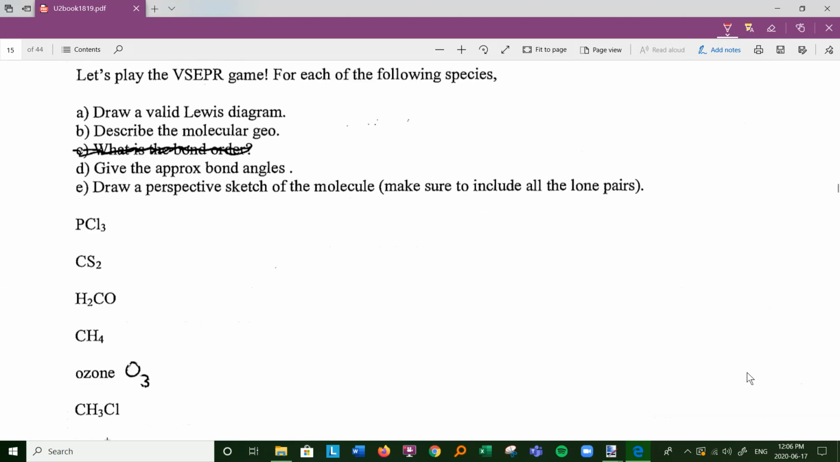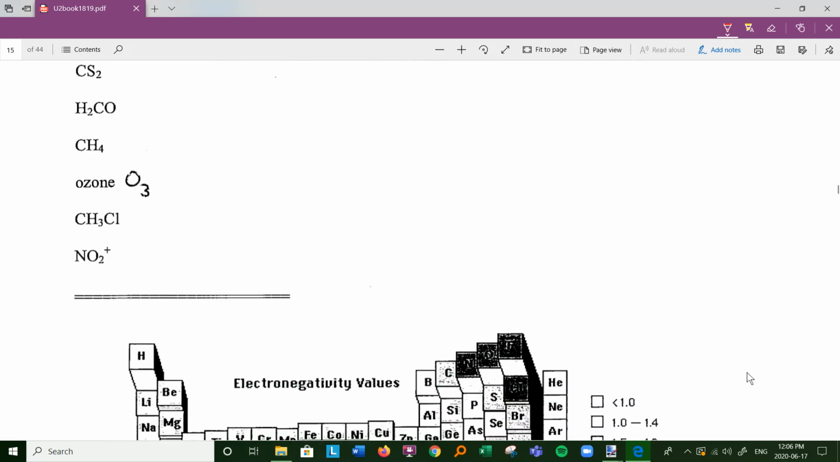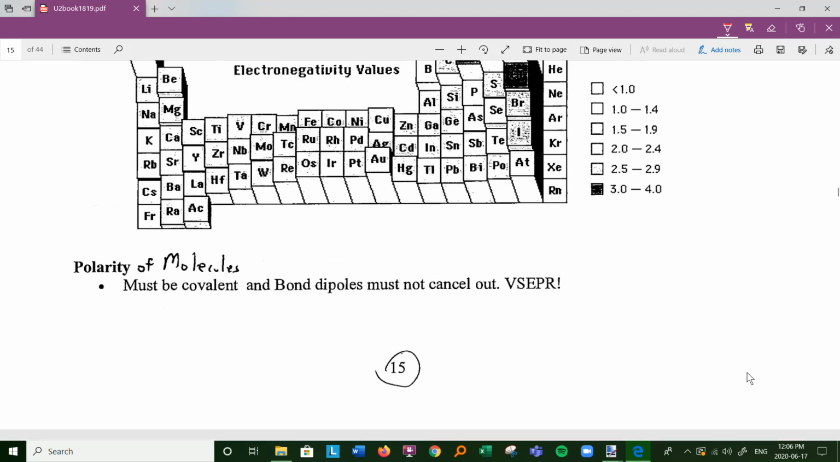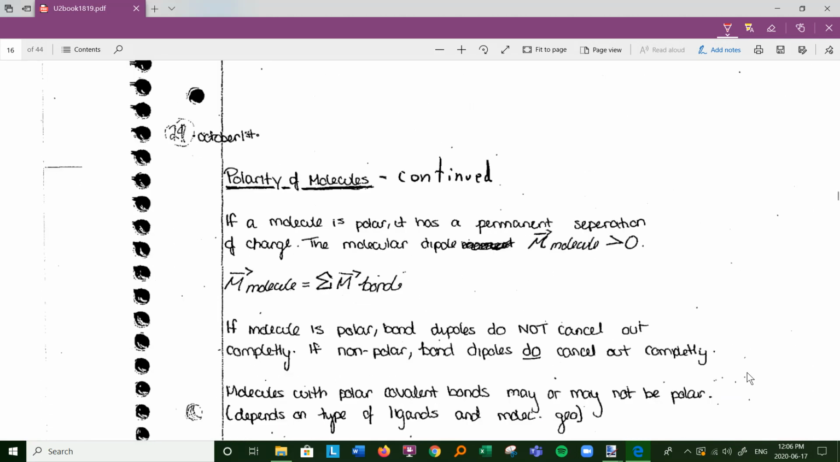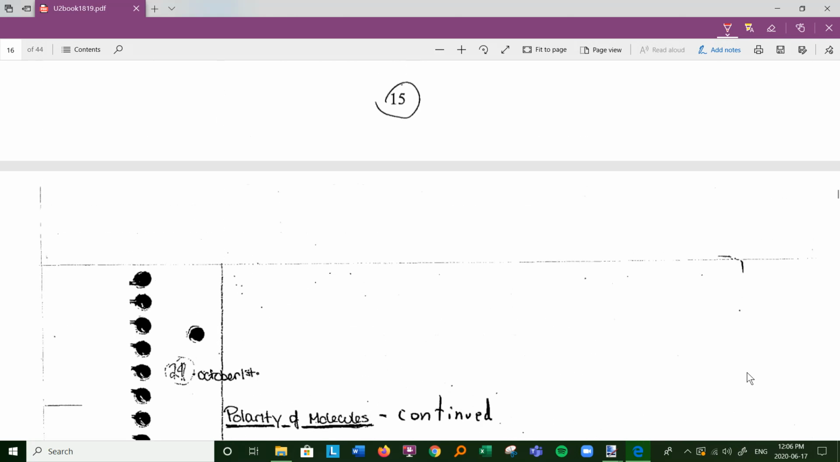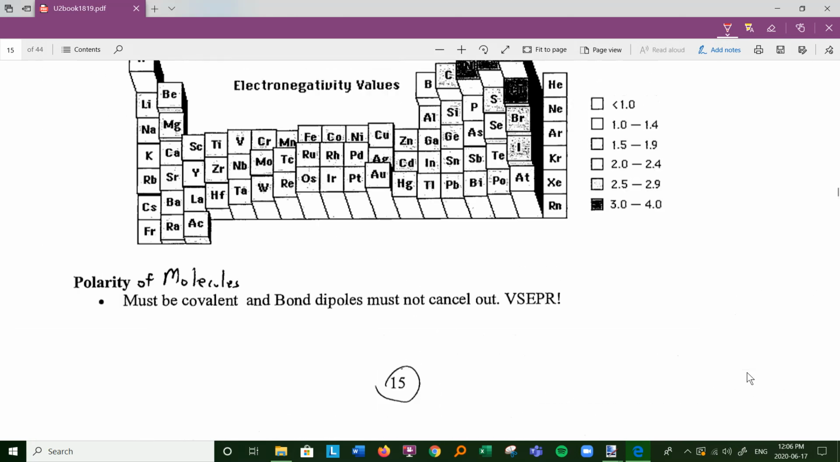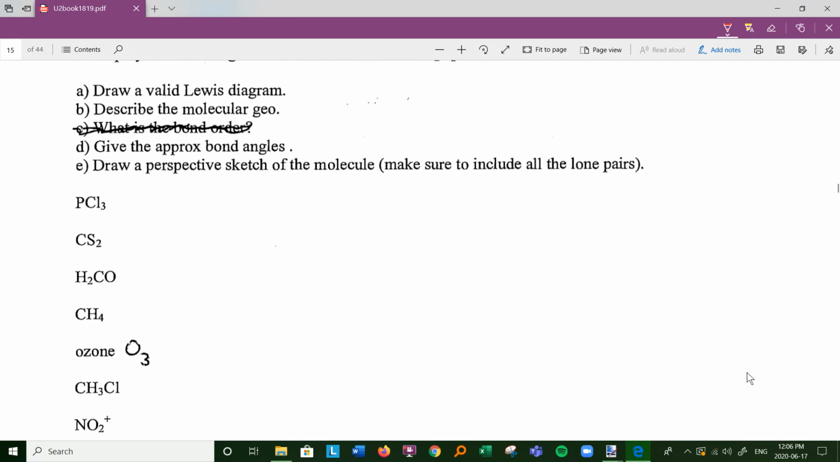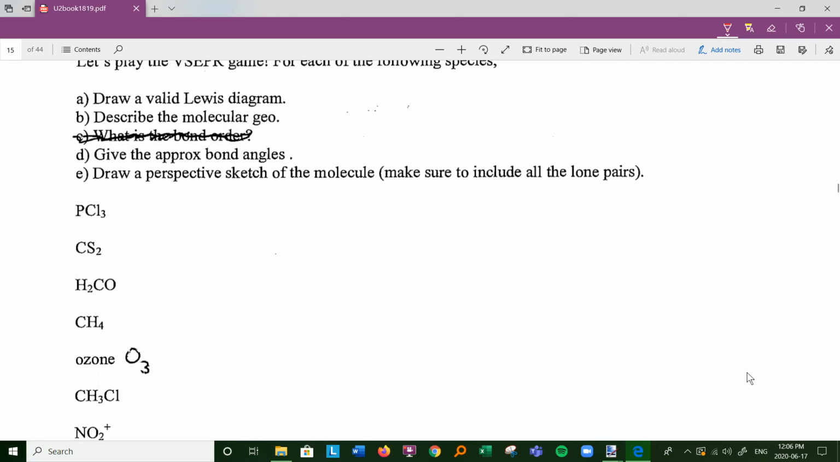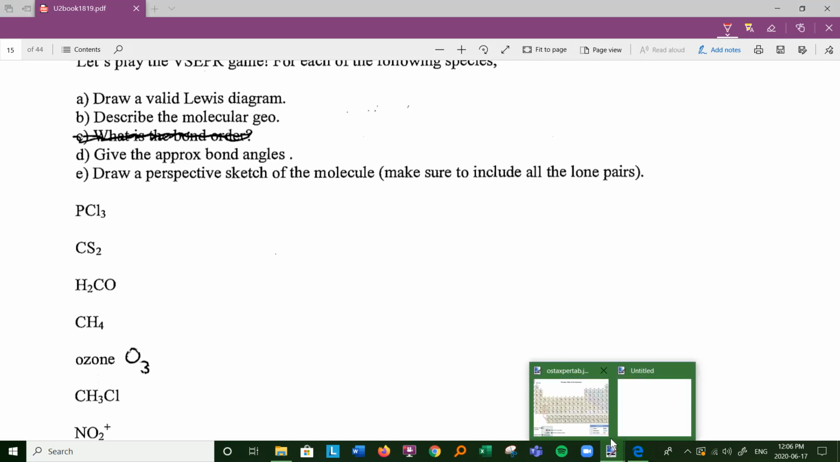So I think it's best to jump to these examples here. Let me just see if I have something on page 16 that will be more helpful. No, that's polarity of molecules. Okay, so I'm going to sneak in some other examples here. So let's try PCl3, and I'm going to go to the paintboard to do that one.